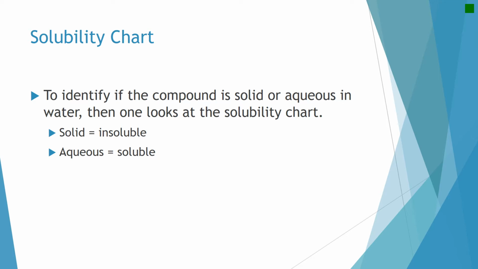So what is the solubility chart? A solubility chart is just a chart that is used to identify whether something would be a solid or aqueous when dissolved in water. We're going to look at one solubility chart, and you will not have to have it memorized for this class. If you have something that says solid, that means it is insoluble. Aqueous means soluble, so these two terms are synonymous with one another. Soluble means that it's dissolved. Insoluble means that it's not dissolved. So a solid is not dissolved in water, whereas an aqueous solution is dissolved in water.